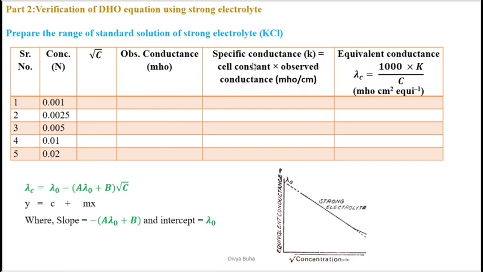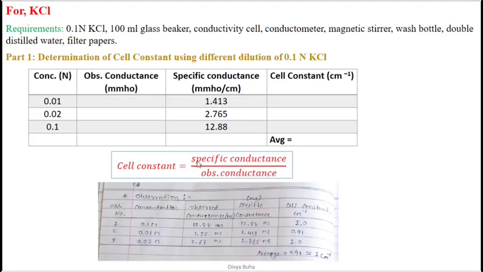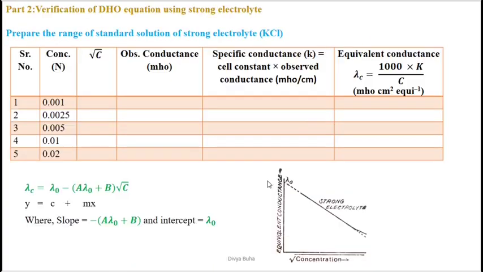Then with the help of that, you need to find the specific conductance. Specific conductance is represented by K, because it is also referred to as kappa. So specific conductance equals cell constant into observed conductance, and this equation is being used here.